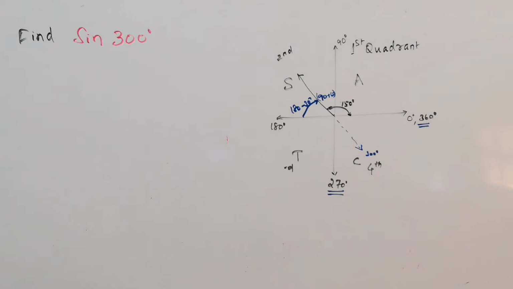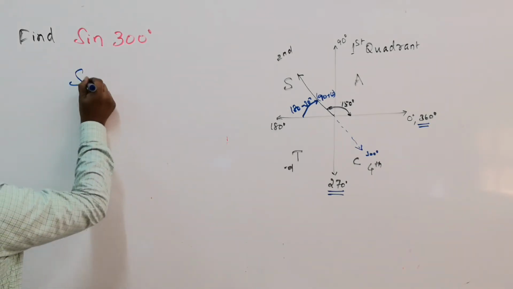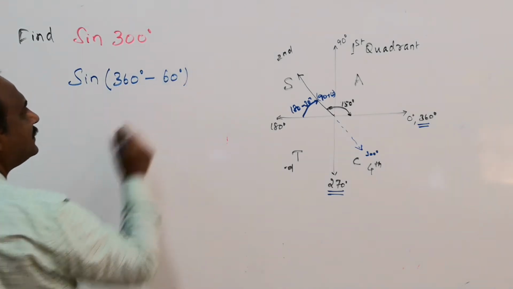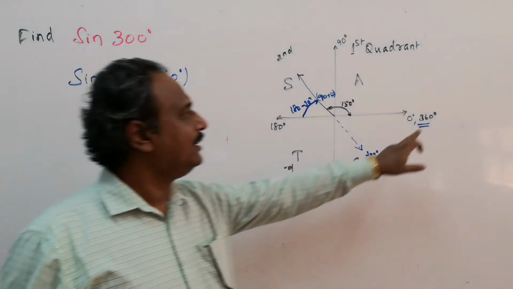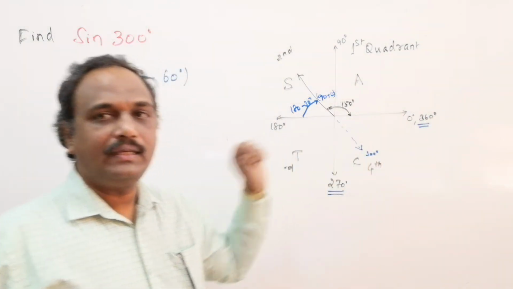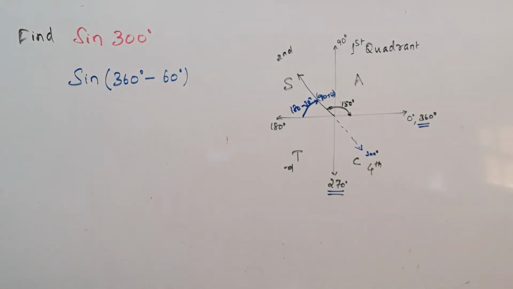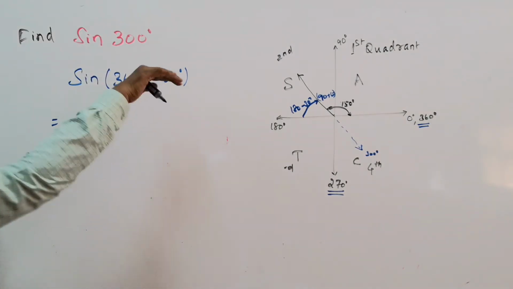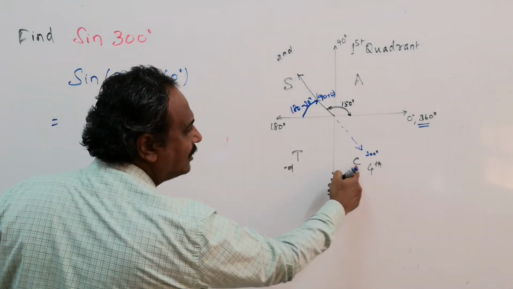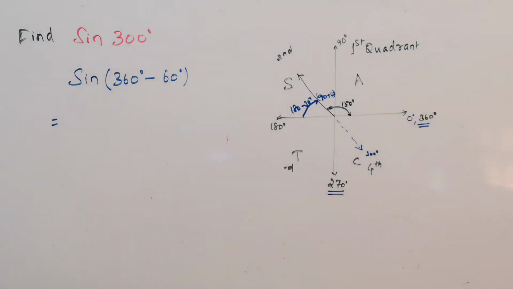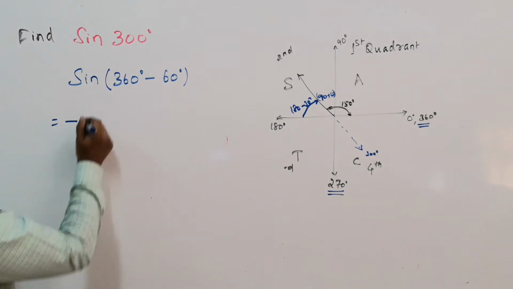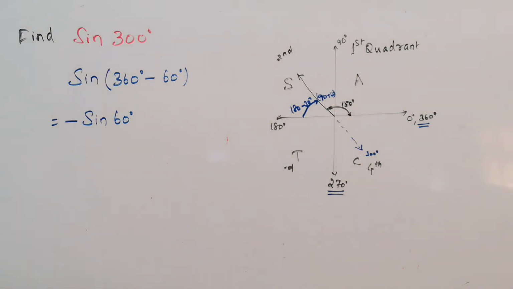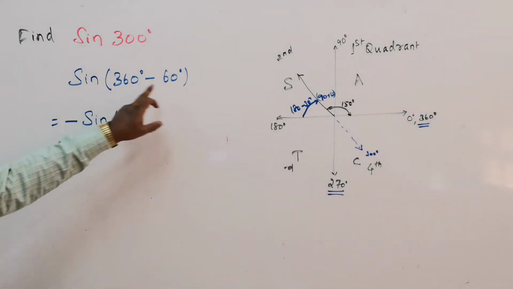Now how can I write this? Shall I write this as sine of 360 minus 60, isn't it? Because this is easy for me. 360 minus 60 is 300. Now I am going to check: 360 minus is in the fourth quadrant. In the fourth quadrant, cos is positive, so sine will become minus sine 60 degree.